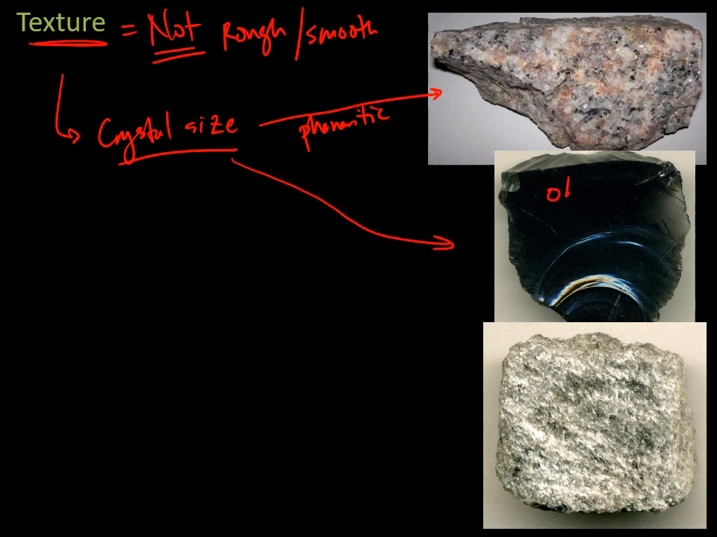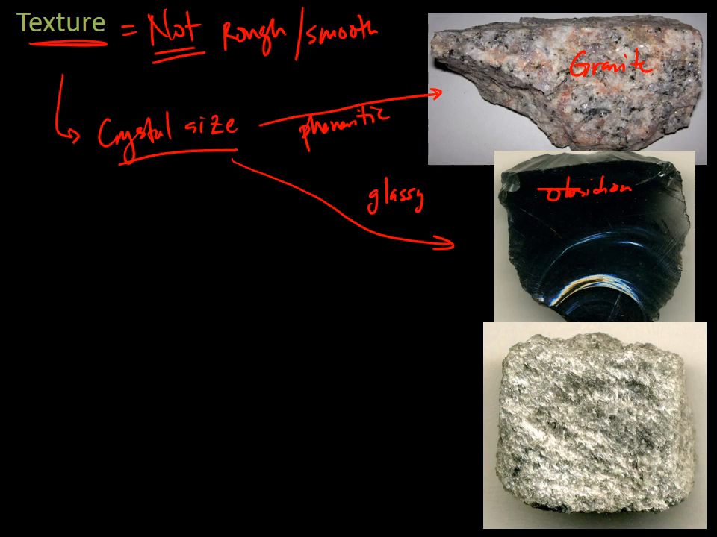Here's another example. This is obsidian. Obsidian is special in that it doesn't have mineral crystals at all. It's just one big mass, and so it gets a special texture name called glassy. There are other names like aphanitic. That's where the mineral crystals are there. They're just all very tiny and they're very hard to see. You need a high-powered hand lens or a microscope to see them.